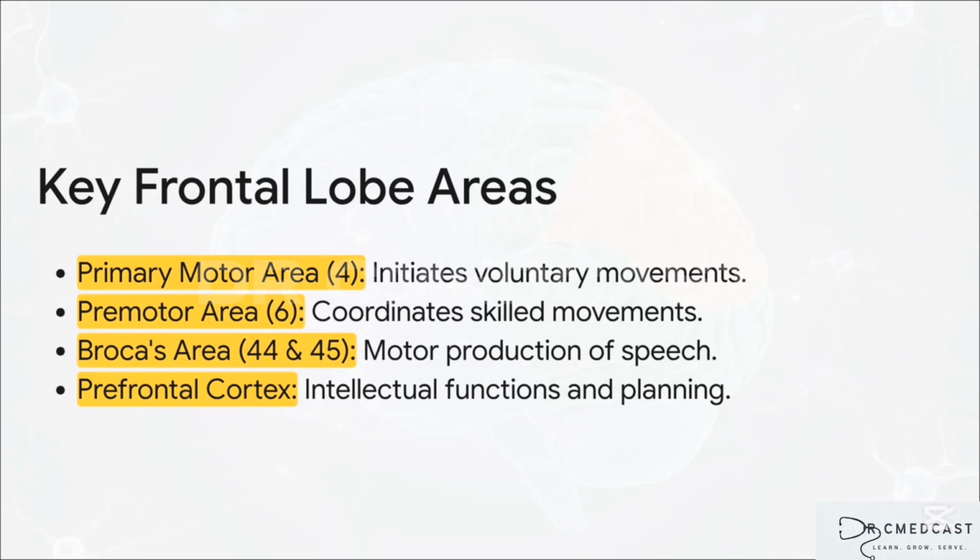Now, what's really fascinating here is how it breaks down all these different functions. You have the primary motor area. Think of it like the ignition switch for any movement. Then there's the premotor area, which coordinates the sequence of movements, like when you're playing a piano. Broca's area handles the incredibly complex muscle movements of speech. And that huge section, the prefrontal cortex, that's where you plan for the future, make judgments. It's where your personality lives.